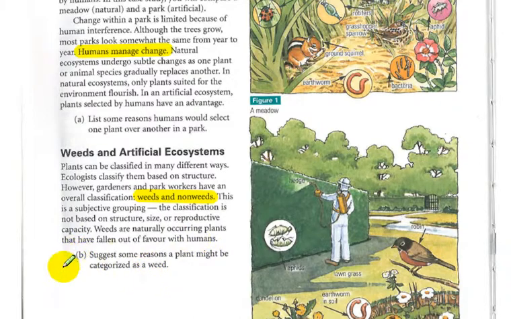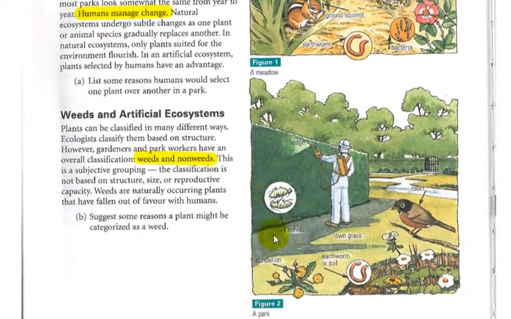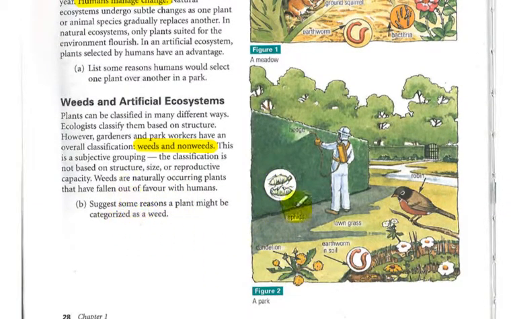So the obvious question here: suggest some reasons why a plant might be considered to be a weed. Why is a dandelion considered to be a weed, let's say, in a park? You can answer that question. Of course, these two here are very opinionated questions, so your opinion is what you're going to be looking for.